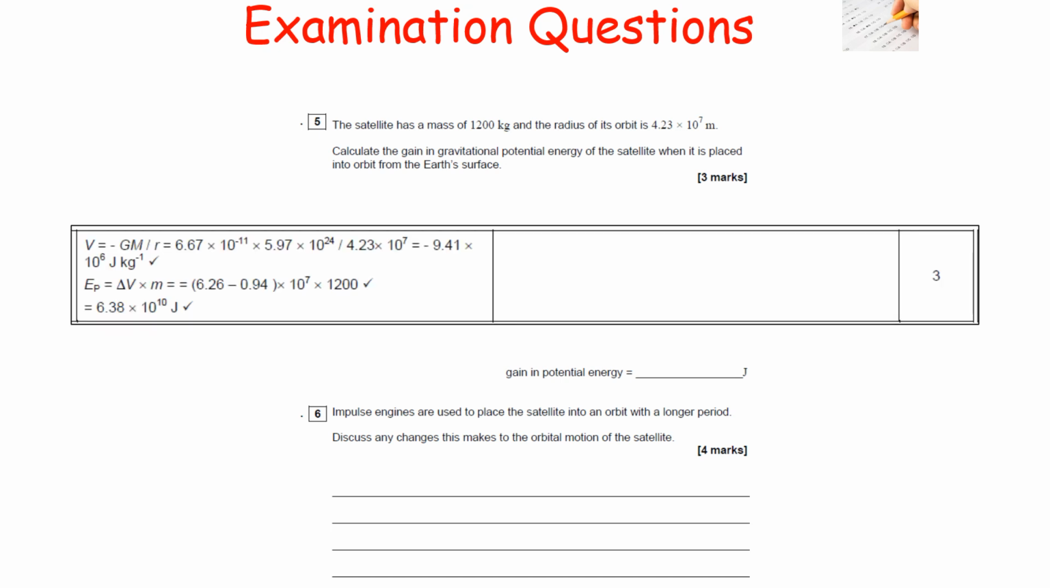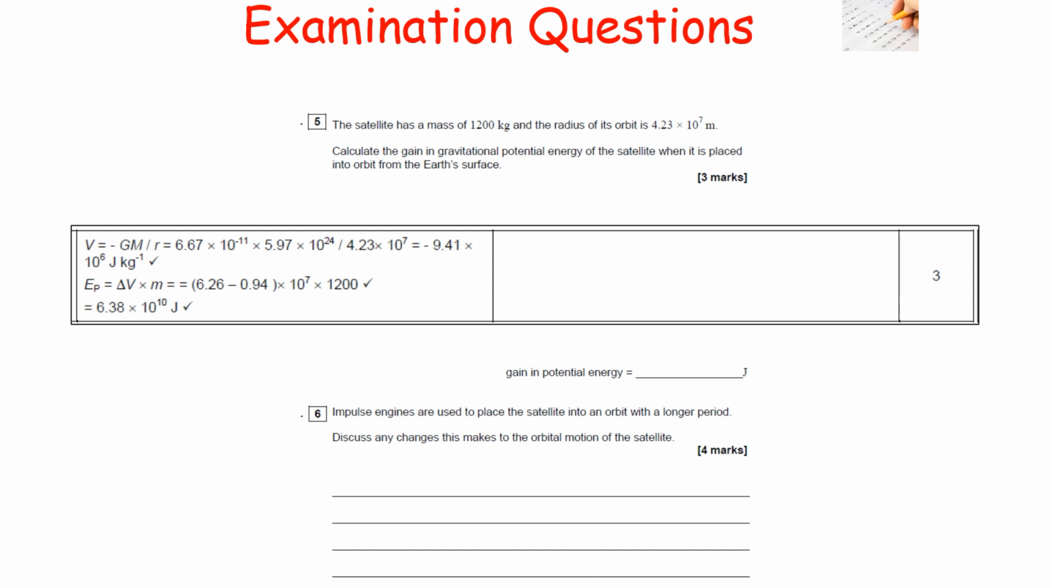So now we say V equals minus GM over r. Big G is just a number like before. The mass of the Earth remains constant. However, now the radius has changed, because what we've got to do is add 4.23 times 10 to the 7 in there. So it's now 4.23 times 10 to the 7 as our value of r. So therefore what we get is our value now is 9.41 times 10 to the 6 joules per kilogram.